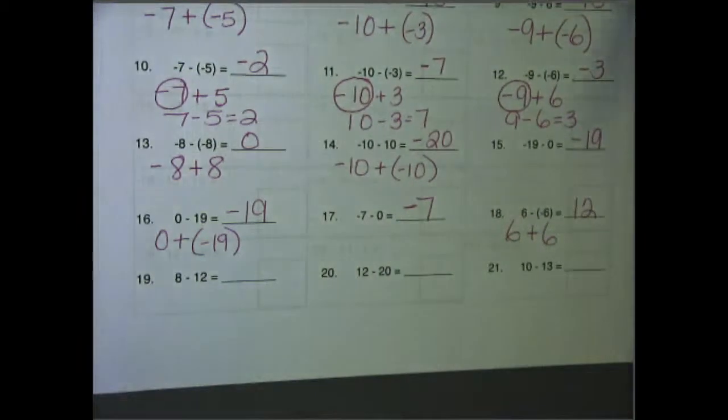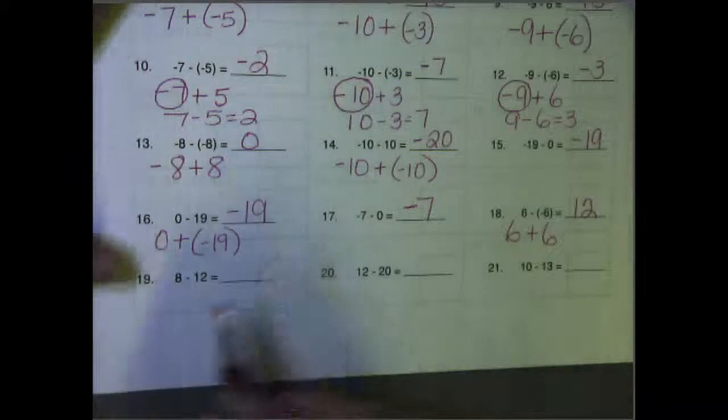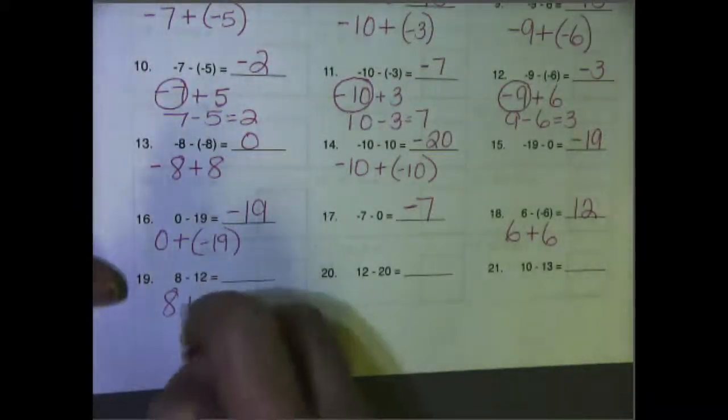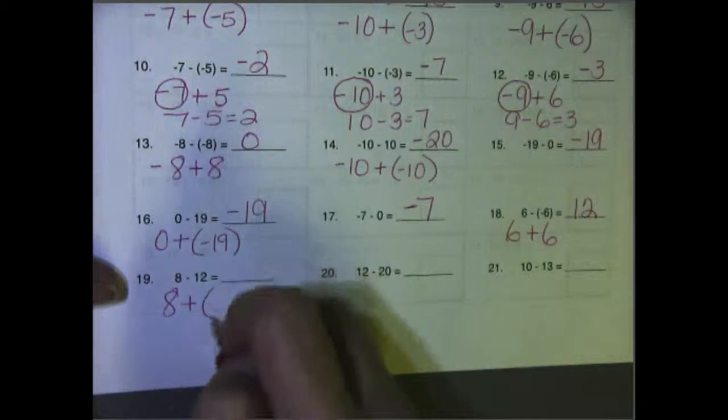Be careful. Don't try to guess on these and make a crazy error. A lot of times a student will put 0 down for that because they don't want to take the time to show the work. Number 19. 8 stays the same. Subtraction becomes addition. 12 becomes negative 12.